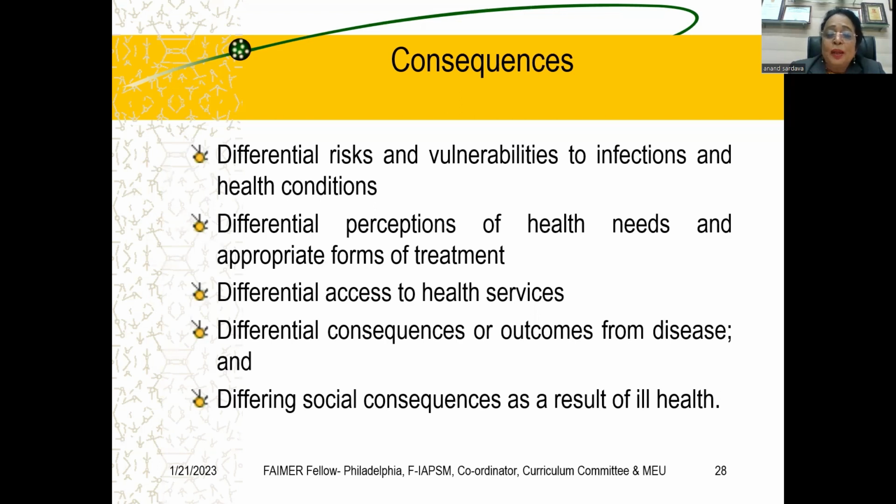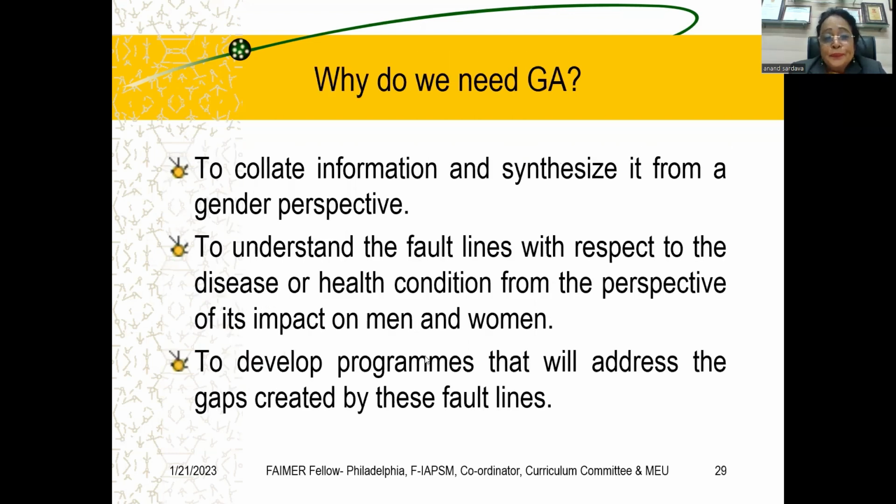There is differential access to health services, maybe because of transportation, money, or time. They are secondary citizens most of the time in availing health services. So what happens as a consequence? The outcomes from diseases, disability, and death will be different, and so will the social consequences of ill health. An example we have seen is HIV, where there are cases of abandonment and abuse.